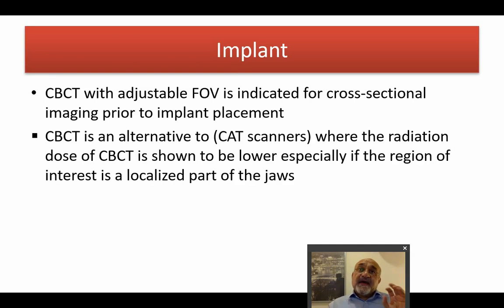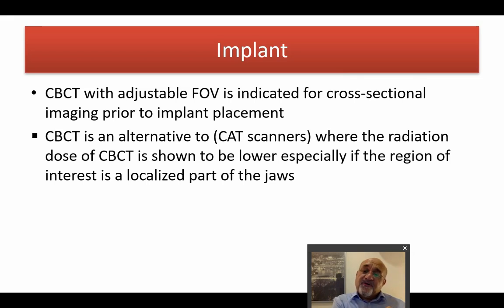CBCT is actually the best alternative to the CAT scanners. You know that with CAT scanners, first of all, you cannot have this limited field of view. There is no CAT scanner that would give you a 5 by 5 centimeter field of view. All of them, the smallest is the cranium. So this is a very high dose. You don't need it.